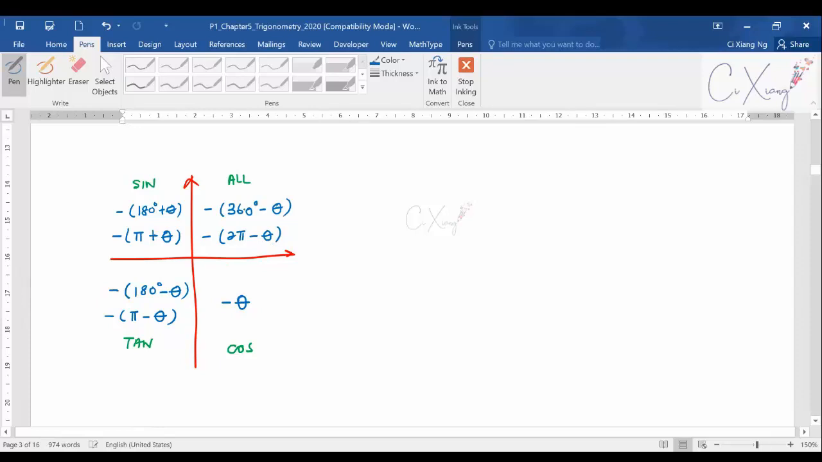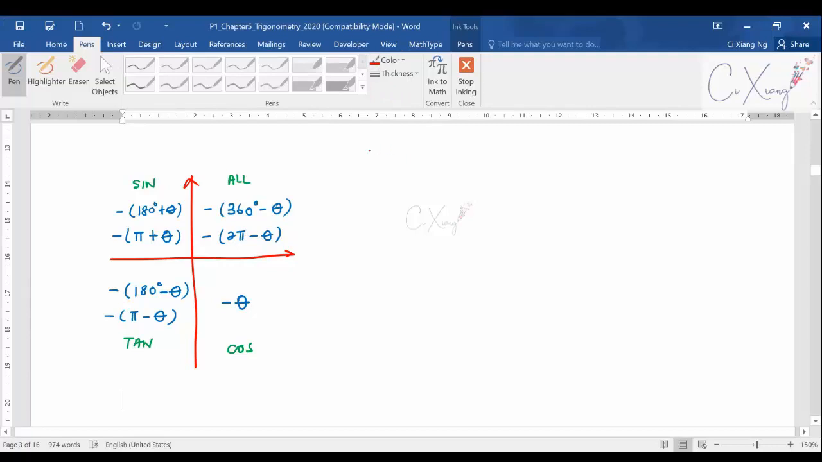The triangle and everything is still the same. Just the way that we write out the angle is a bit different. The fourth quadrant is the first one that you should write, which is negative theta, where theta again is the basic angle. Then this one has a negative in front, and then 180 minus theta, and so on. So how are we going to use this to find the answer?